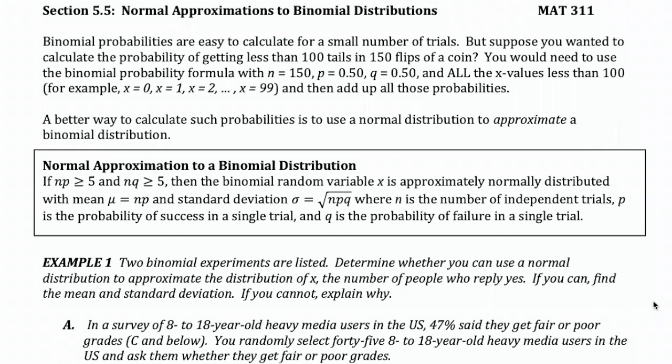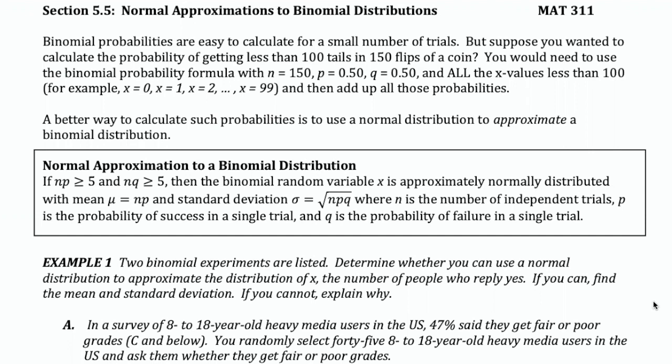Binomial probabilities are easy to calculate when you have a small number of trials. But suppose you want to calculate the probability of getting less than 100 tails in 150 flips of a coin. If you want to get less than 100 tails, the events that would qualify for that would be getting no tails in 150 flips, one tail in 150 flips, two tails in 150 flips, and so forth. And you would have to calculate that all the way up to 99.